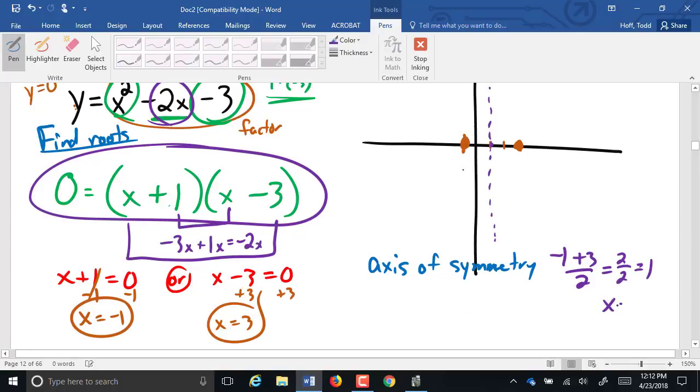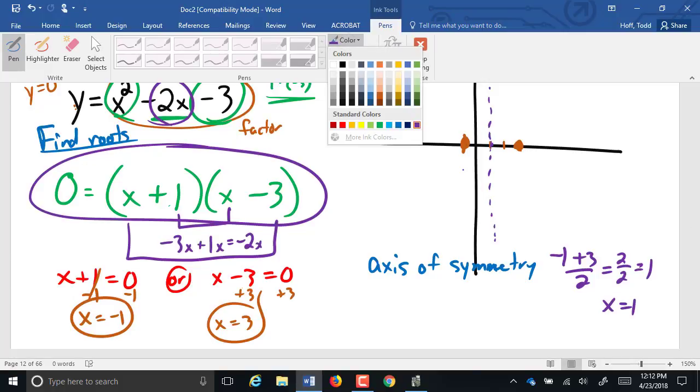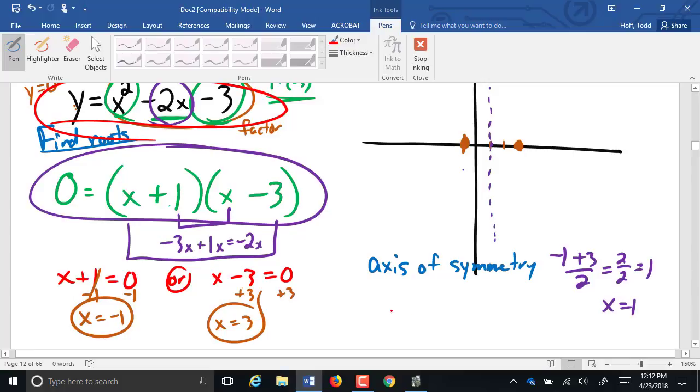So if x equals 1, our vertex is on that line, we go back to our original equation right here, and we put in x equals 1. So instead of y equals x squared, y equals 1 squared. Minus 2x becomes 2 times 1, minus 3.